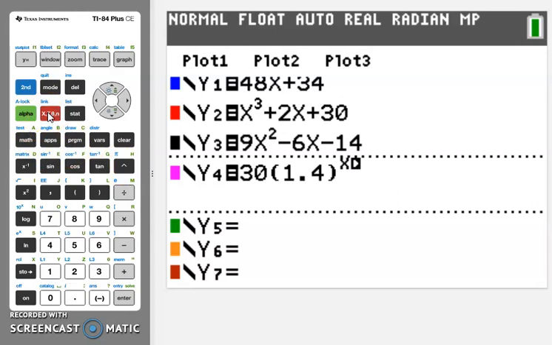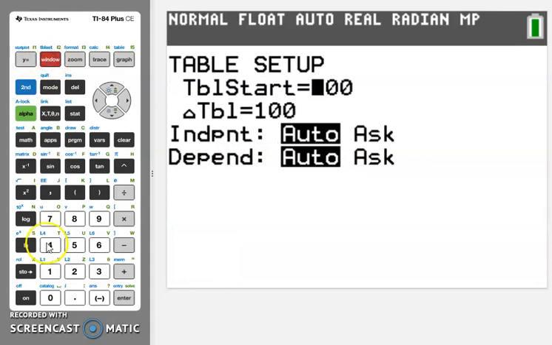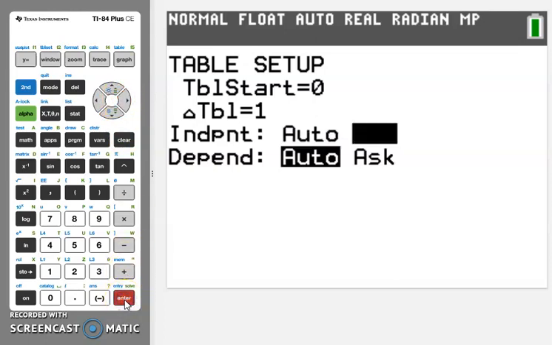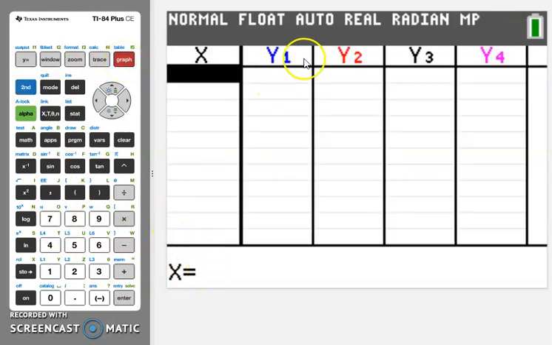All right, after you've done that, we're going to go back to our table setup and do something different. Let's start with second window, starting at 0. We want to count by ones, although you don't really have to change that because this will take care of that. I want you to go down to independent and choose ask and press enter. What this will do is when you go into your table now, second graph, you will have a blank table and you will have your function names y1 through y4 displayed across the top.